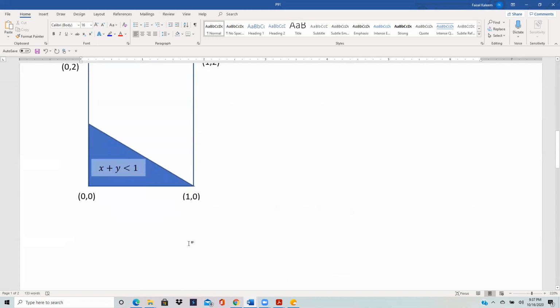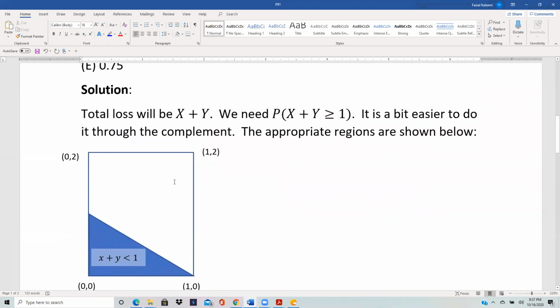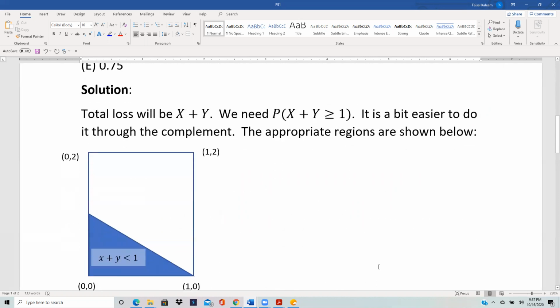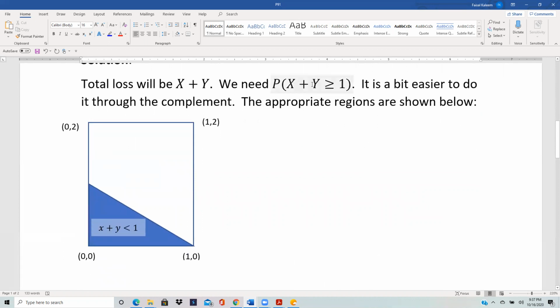The whole region is 0 to 1 for X and 0 to 2 for Y. So that's the outer rectangle. And the complement of X plus Y greater than or equal to 1 is X plus Y less than 1. So this is the line X plus Y equals 1, assuming that this point is 1 over here. And so this triangular region is what we will be using for integration, and then take the complement.